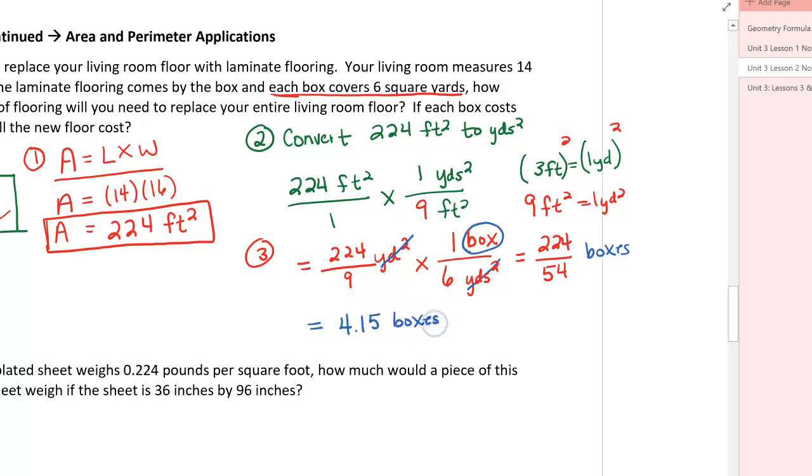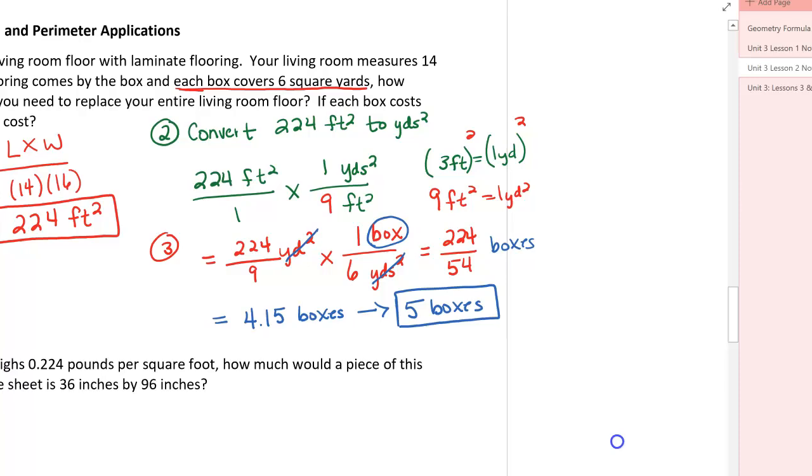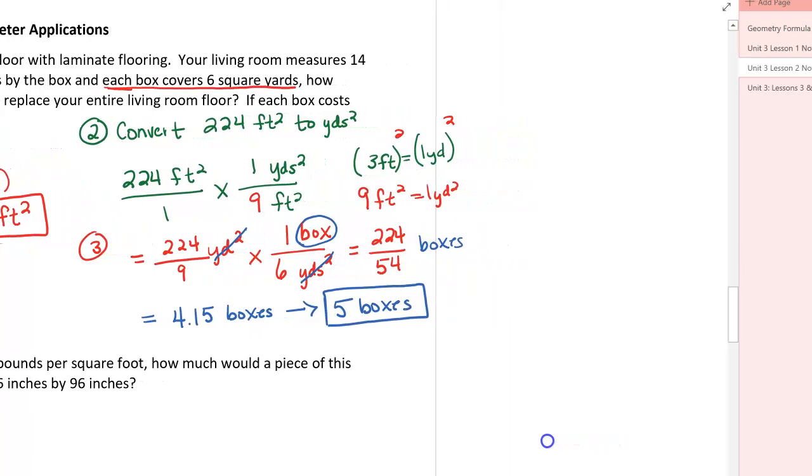But the store is not going to sell you a fraction of a box. So if you need more than 4 boxes, you are going to need 5 boxes. Which is a good thing because you may need some extras in case you mess up or in case you need to match up seams.